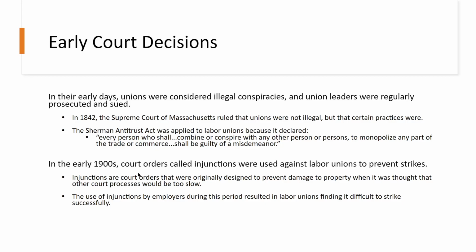But in the early 1900s, the courts had this power, and they still have it. It's called an injunction, and they used injunctions against labor unions to prevent strikes. So injunctions are court orders, and originally they're designed to prevent damage to property when it's thought that other court processes would be too slow, like labor taking management to court. And so these injunctions were used by employers all throughout the early part of the 1900s to keep labor unions from having the ability to strike.